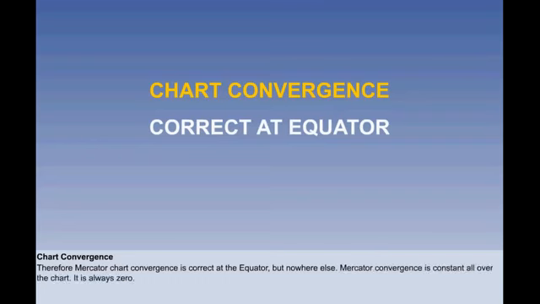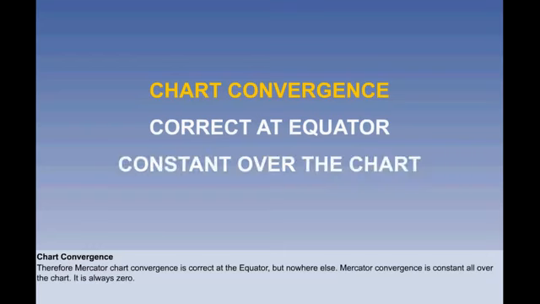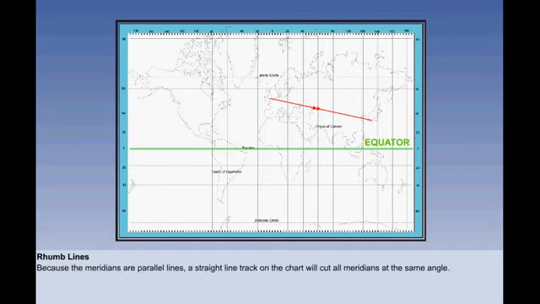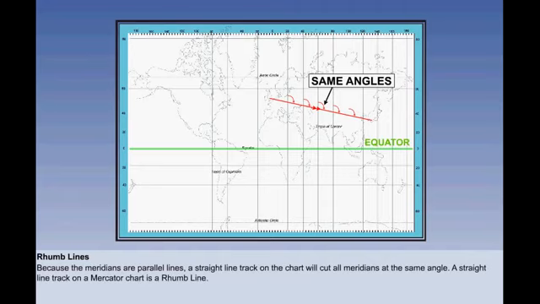Mercator convergence is constant all over the chart. It is always 0. We already know how rhumb lines appear. Because the meridians are parallel lines, a straight line track on the chart will cut all meridians at the same angle. A straight line track on a Mercator chart is a rhumb line.